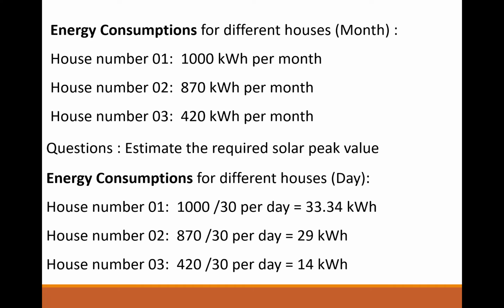So we convert the energy per month to the energy per day for the different houses. We consider the cycle of the month to be 30 days. So we divide our energy in kilowatt hours per month by 30 to get what each of the houses needs in a day. We find that we need about 33 for the first house, 29 for the second house, and 14 for the third house. So these represent a high consumption house, a medium consumption house, and a lower consumption house.